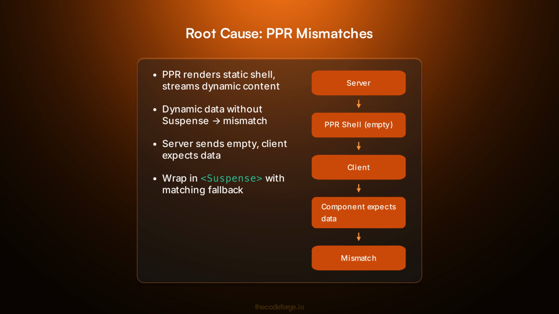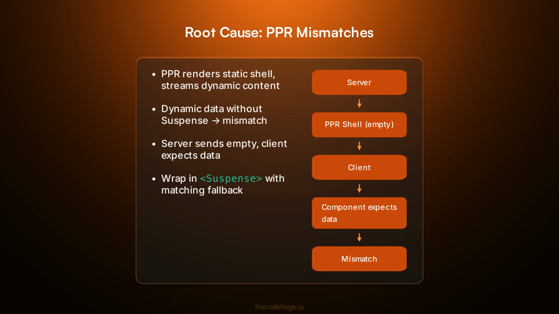Partial pre-rendering is now default in Next.js 16. It renders a static shell at build time and streams dynamic content through suspense boundaries. If you render user-specific data without a suspense boundary, the server sends an empty shell, but the client component expects data: instant mismatch. This is the number one cause after upgrading to Next.js 16.